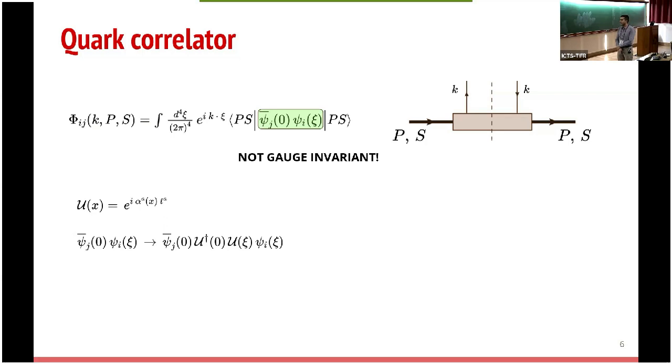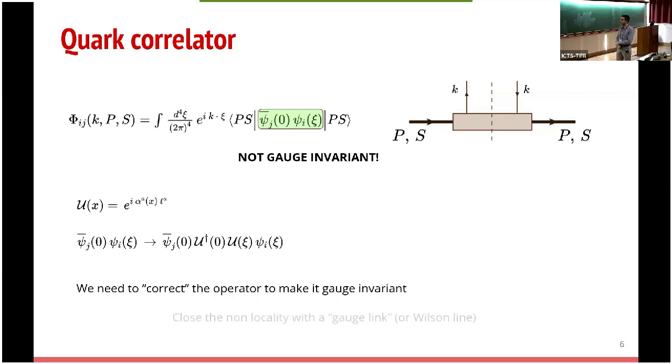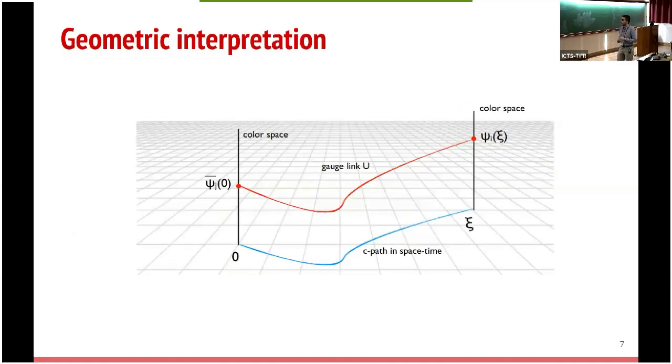So we need to correct this expression, and the idea, as you already see, is to somehow close the non-locality between zero and psi to make the operator gauge invariant. How do you do it? You use a Wilson line or a gauge link to close the non-locality and make the operator gauge invariant. Let's go back to this drawing that I showed you in the first lecture. The idea to close the non-locality is to use an operator that transports psi bar into psi or vice versa.